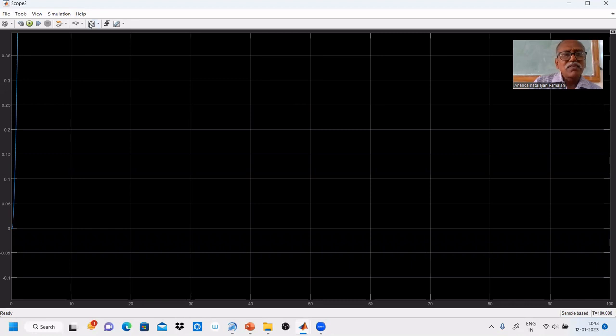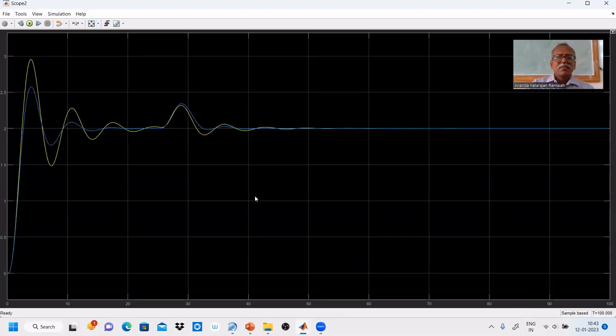Then only you can understand the meaning of regulatory response. What is the set point? 2. Set point is 2. Initially, it is at 0. The controller automatically brings the process to 2. Here you see which controller is better. The continuous cycling method is better because it has less overshoot and quickly settles.